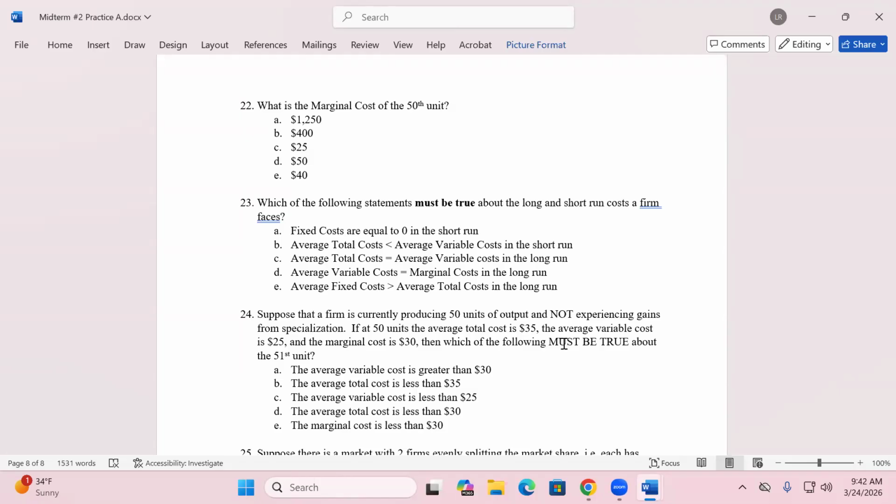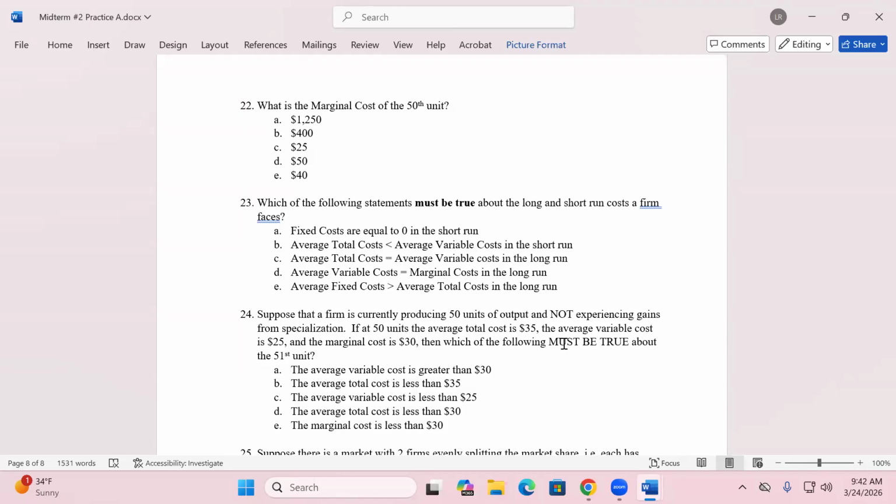is that our average total cost curve always has this U shape to it. Right? Now, if I'm in the short run, my average variable cost also has this U shape to it. And this is where I can get at some additional concepts other than what this question is asking.